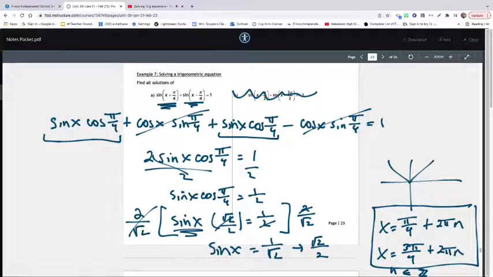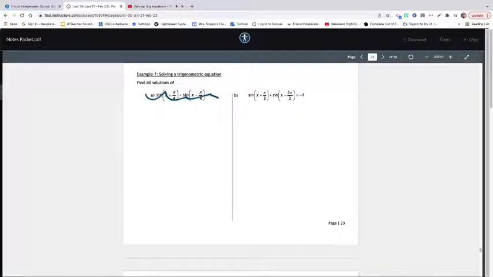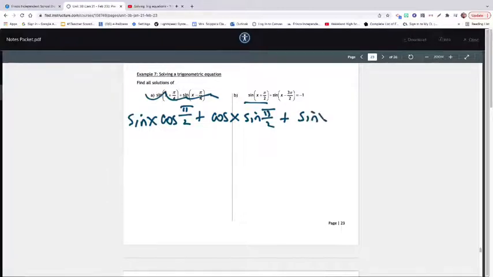Okay, that's it for A. Let's do B next. So now I'm ignoring this one, and then expand the first one. So sine x cosine of pi over 2 plus cosine x sine pi over 2. Then expand the second one, so sine x cosine of 3 pi over 2 minus cosine x sine 3 pi over 2 equals -1.